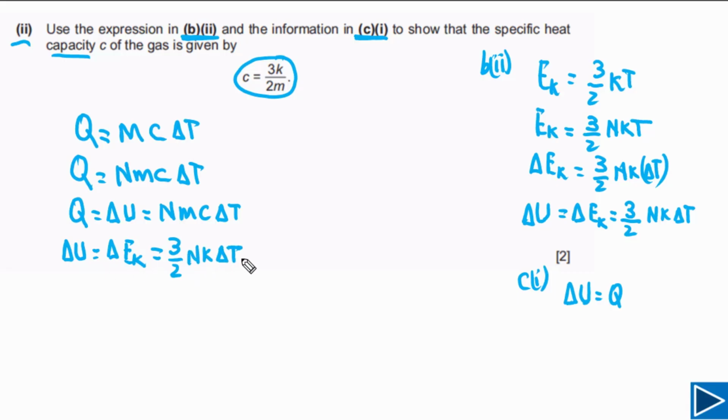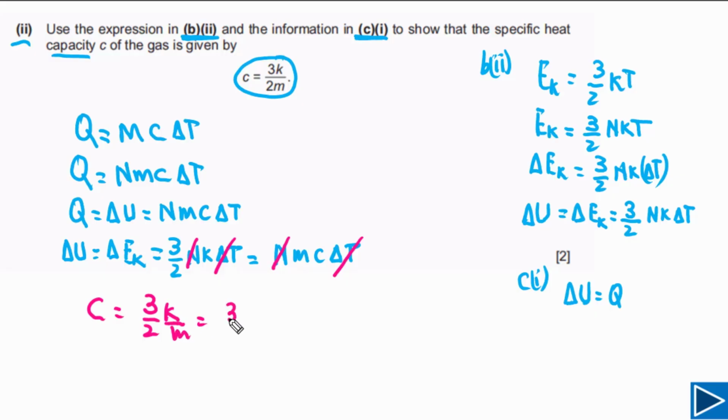Now we can write down this is equal to nmcΔT, and now we simply have to further simplify this. You can see n is common, so we can cancel it, and ΔT is common on both sides, so we can cancel this. So we are simply left with c is equal to 3 by 2 k, and here we have mass, so we will divide this one by m.